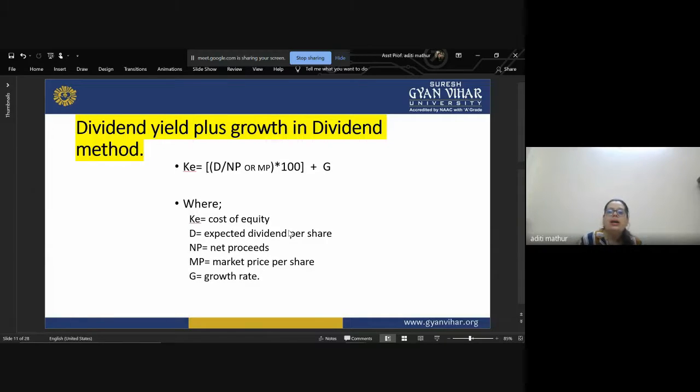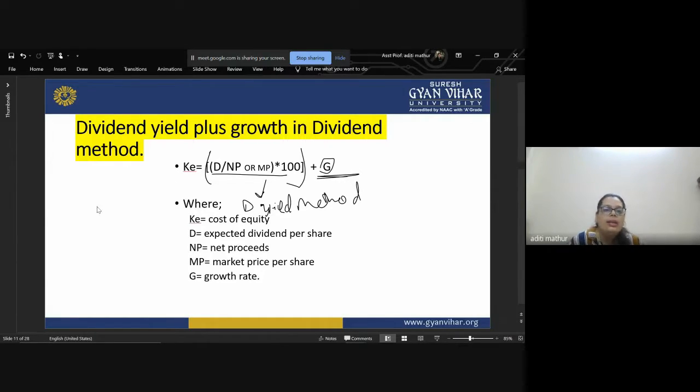Now let us understand and discuss the second method, that is your dividend yield plus growth in dividend method. Many a time, dividends have a growth rate associated with them. So in that case, you just have to add the growth rate. The rest of the formula is the same. This formula is actually part of your dividend yield method, and you have simply added the growth element which is associated with your stock.